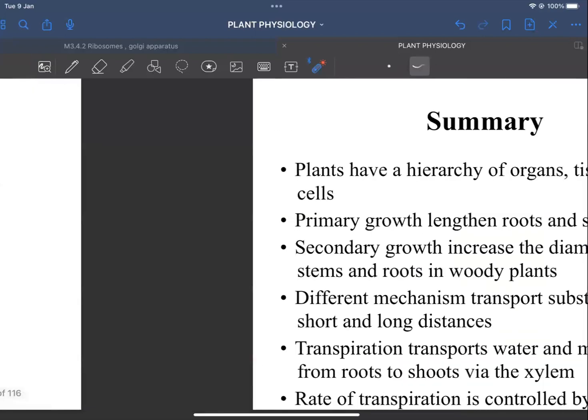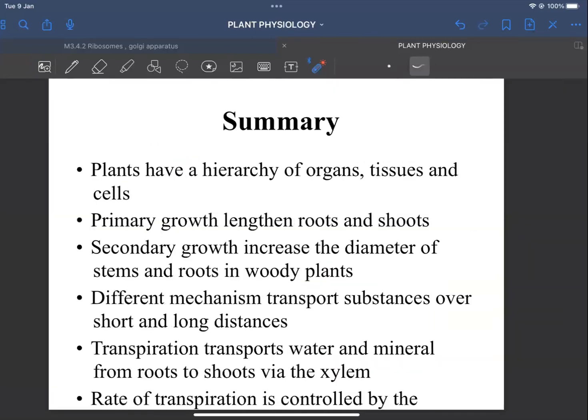All right, so the summary: plants have a hierarchy of organ, tissue, and cells. We learned this one yesterday. Primary growth is going to lengthen the roots and the shoot, and secondary growth will increase the diameter of stems and roots in woody plants, normally for the eudicot plants. Different mechanisms transport substances over short and long distances. Transpiration transports water and minerals from root to shoot via the xylem.